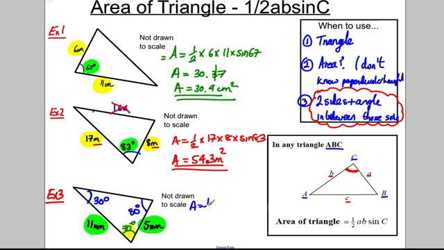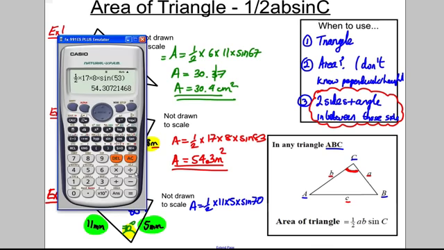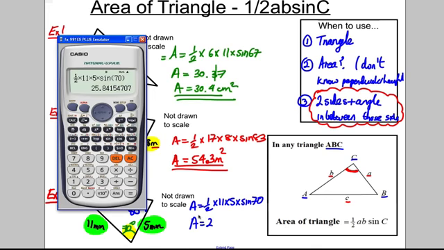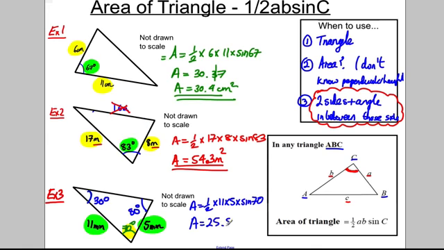The area will be a half multiplied by 11 multiplied by 5 multiplied by sine of 70. Calculator out. 1/2, come out of that, multiplied by 11, multiplied by 5, multiplied by sine 70, close bracket, equals 25.8. Area equals 25.8, and the unit millimeters squared because it's area. And we're done for this video.